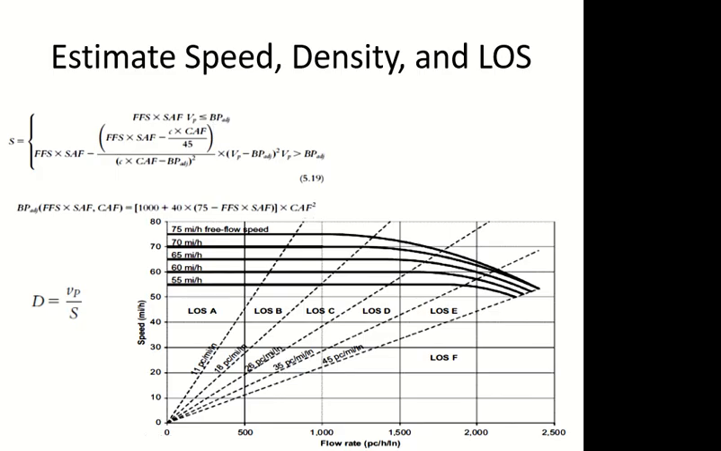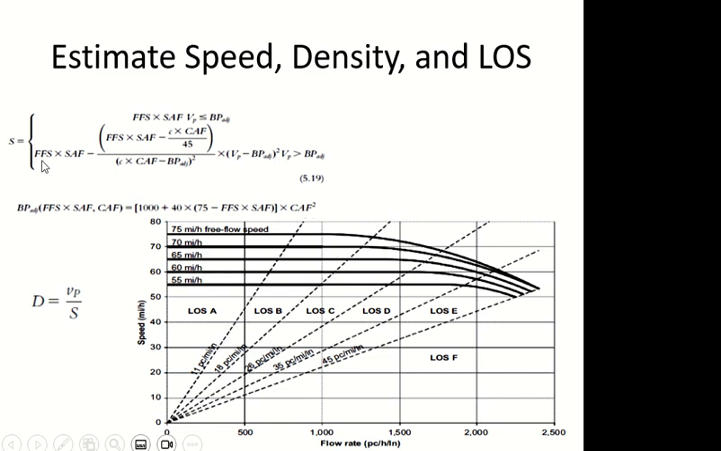So if your flow rate is under this point, then your speed equals the free flow speed. And if you are in this curve region, then the speed is calculated using this big scary equation. This equation is to be used when flow rate is more than the break point.